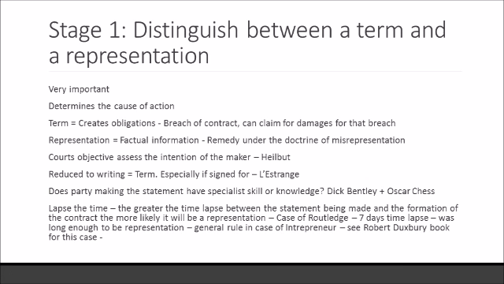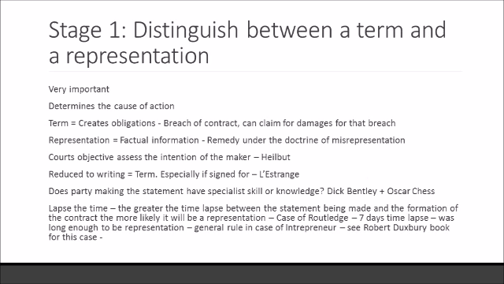The first thing you would need to do in a contract question, after maybe giving a brief introduction on the law on misrepresentation, is distinguish between a term and a representation. This is very important because whether it is a term or a representation will determine the cause of action that the claimant can take. If it was a term, and the term was breached, because the term creates obligations, that would be a breach of contract, and the claimant will be able to claim for damages for that breach.